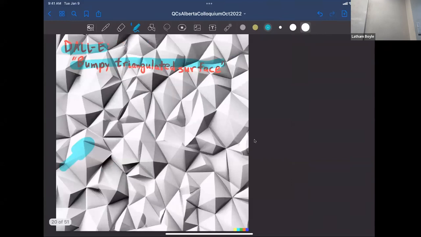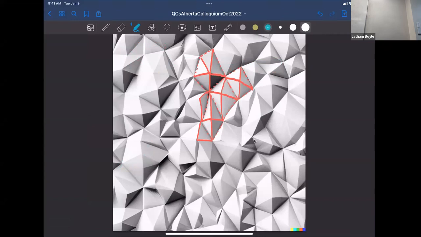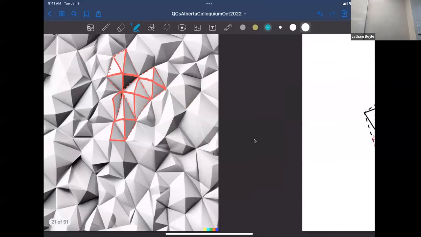And so to make it easier to encode, something I can draw, I'm going to change notation here. I'm going to draw all the edges that bump out as solid lines and the valleys that bump into the surface as dotted lines. Okay, and then I can show you a bit of what this tessellation actually looks like.